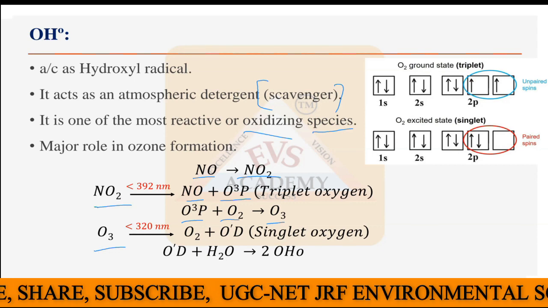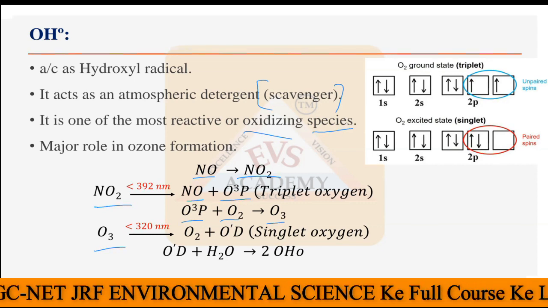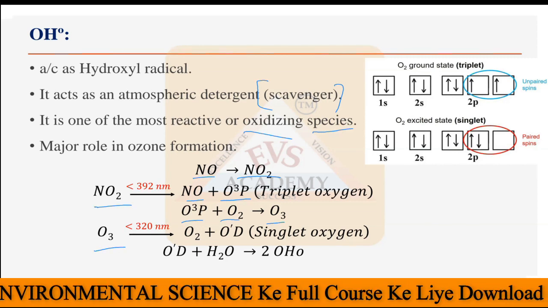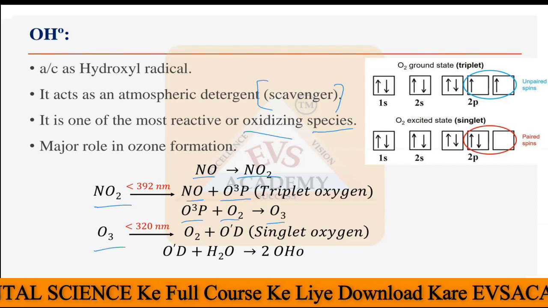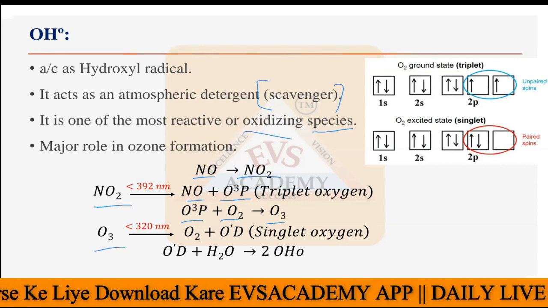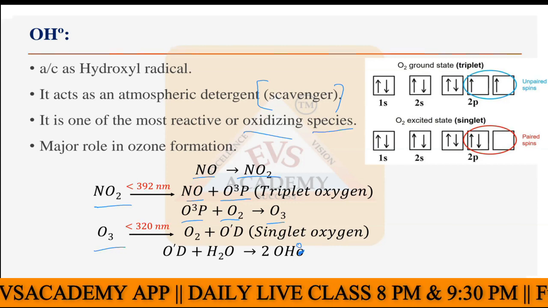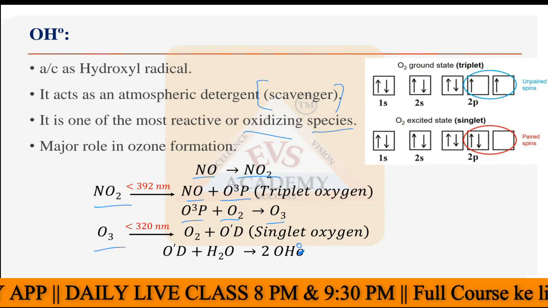So now this conversion will take place and it will convert it into O2 oxygen plus O1D. O1D is the singlet oxygen here. And when this O1D reacts with H2O, it will create 2 OH radicals. This is how OH radical formation takes place in the troposphere.